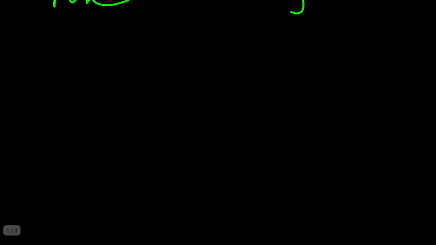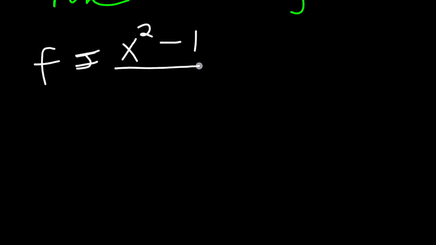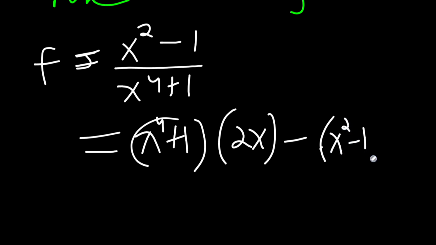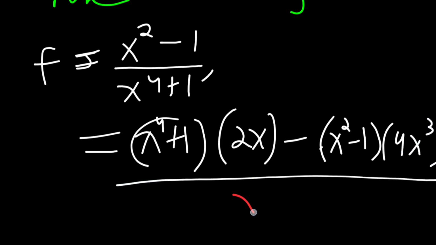So if we're going to have f equals x squared minus 1 over x to the fourth plus 1. This is going to be pretty darn tricky, but we're going to do our little technique. So low, derivative of high, which is 2x, minus high, just by itself, derivative of the bottom, 4x cubed, all over the bottom squared.